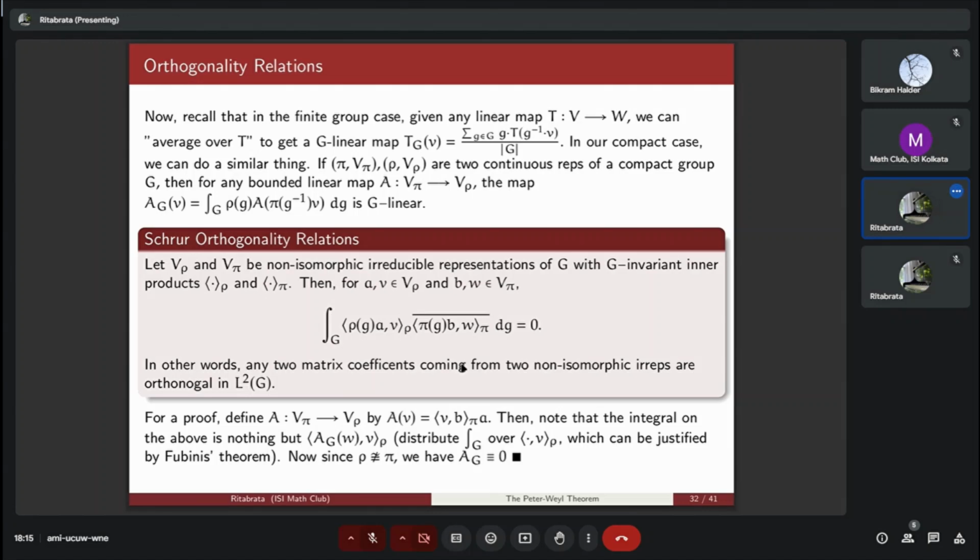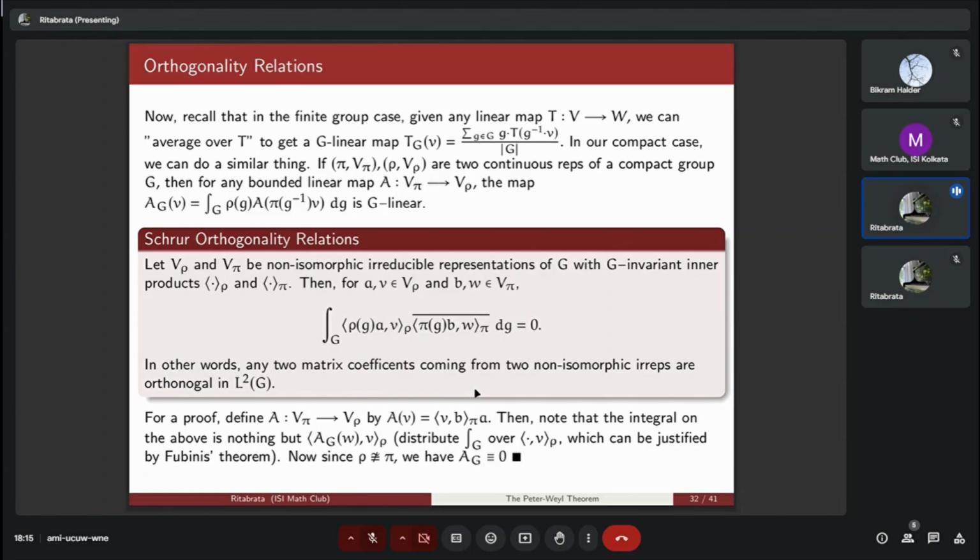Even if they're isomorphic, in that case you'd get A_G to be lambda times the identity. And in this case, v and w can be taken to be orthogonal vectors to get that if they are not diagonal entries, this inner product will be 0. That is how it proves that even for the same representation, two distinct matrix coefficients are still orthogonal as functions. And the particular matrix coefficient has norm 1.